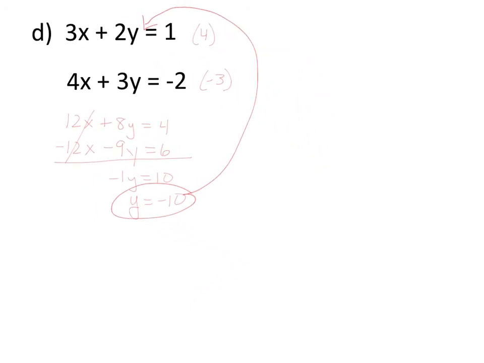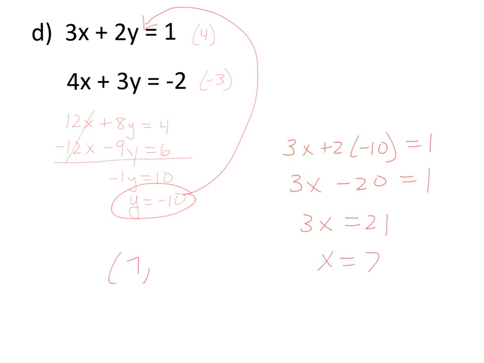So I'm going to get 3x plus 2 times negative 10 equals 1. So 3x, that becomes a negative 20. I'm going to add the 20 over and get 21 and then divide by 3 and get 7. So my coordinate point will be 7, negative 10. All right, and let's flip over to the next page.